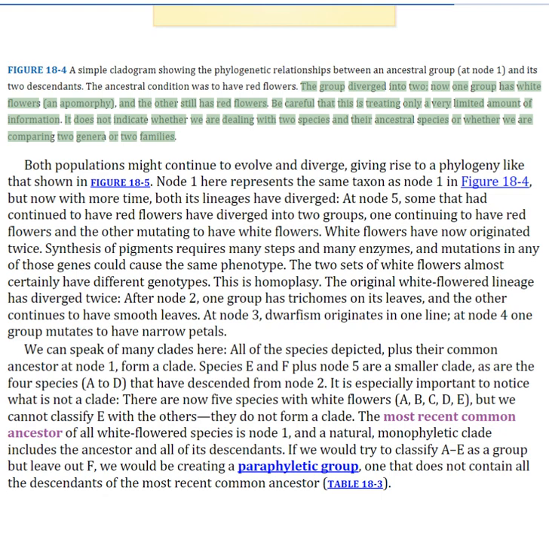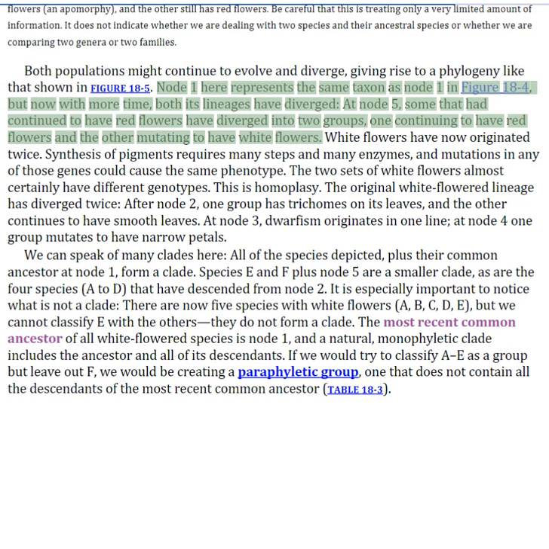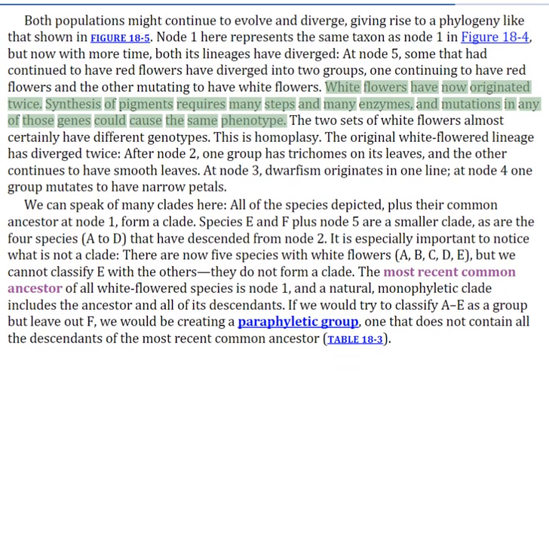It does not indicate whether we are dealing with two species and their ancestral species or whether we are comparing two genera or two families. Both populations might continue to evolve and diverge, giving rise to a phylogeny like that shown in Figure 18.5. Node 1 here represents the same taxon as Node 1 in Figure 18.4, but now with more time, both its lineages have diverged. At Node 5, some that had continued to have red flowers have diverged into two groups, one continuing to have red flowers and the other mutating to have white flowers. White flowers have now originated twice.